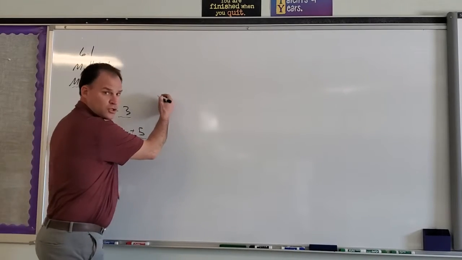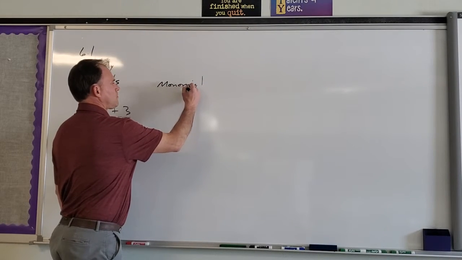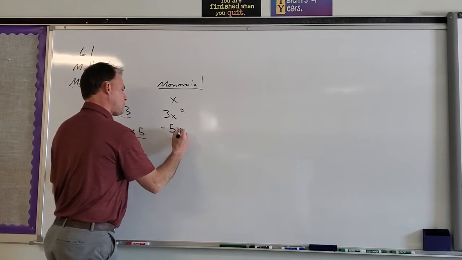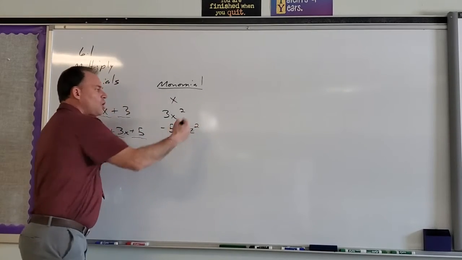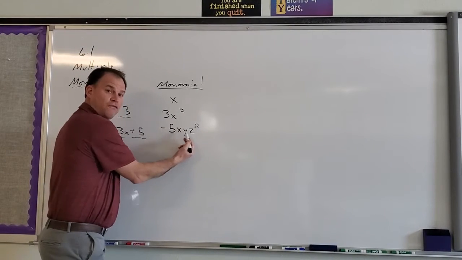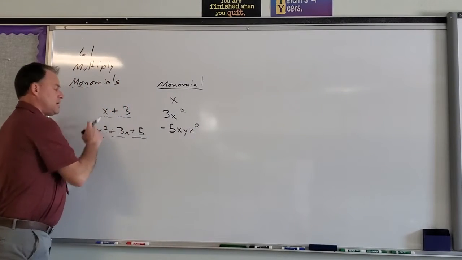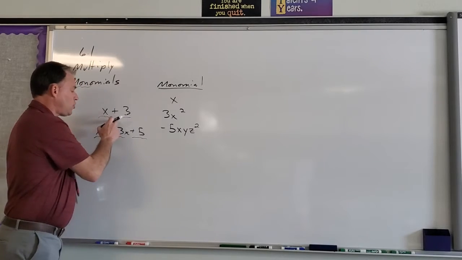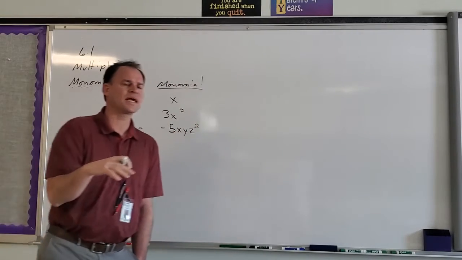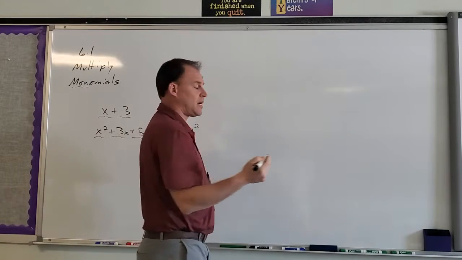So a monomial, make sure you're writing this down. All of these are monomials. They have one term, okay? They can have many parts or factors, okay? But it's one term. There's no plus or minus in the middle of the problem. All right, this is a binomial, this is a trinomial, these are monomials. So everything we're going to be doing in this section is going to be doing a lot of things with monomials. So today we're going to multiply monomials.